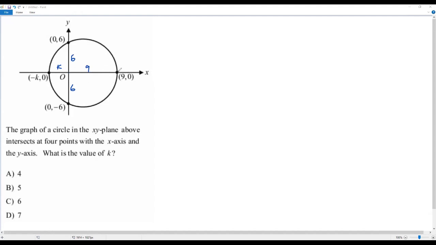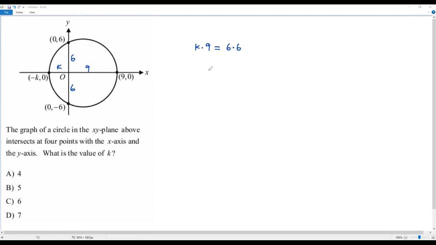Let me consider the horizontal chord over here. For this chord, we have two segments with the lengths k and 9. Now let me get the product of the lengths of these two segments, that is k times 9. Now let me consider the vertical chord. For this chord, we have two segments with a length of 6 units each. Let me get the product of the lengths of these two segments, that is 6 times 6.